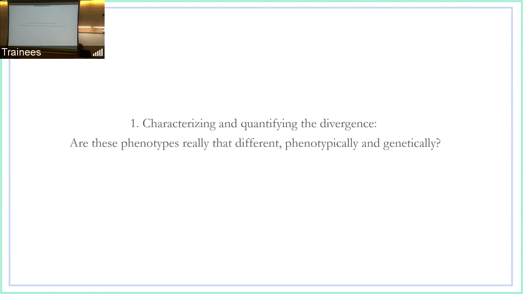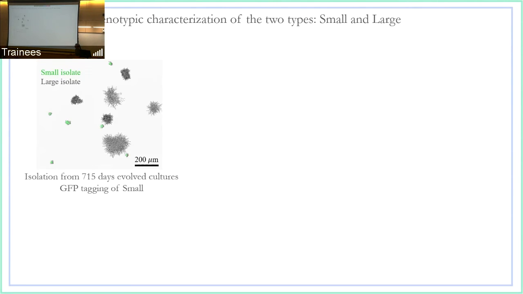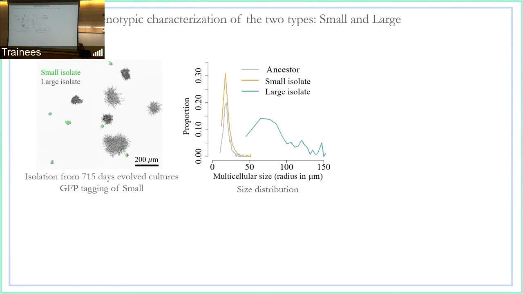First, I'm interested in characterizing and quantifying the divergence. So I isolated these 2 phenotypes, and I GFP tagged the small one. This is why it's green over there. You can see visually that there is a big size difference, so we decided to quantify it. This is a size distribution of the ancestor, the small, and the large isolates. We can see in yellow that the small is not different from the ancestor. However, the large isolate is about 4 times bigger than the small one, and the distributions are non-overlapping. So the size of the cluster is really different.